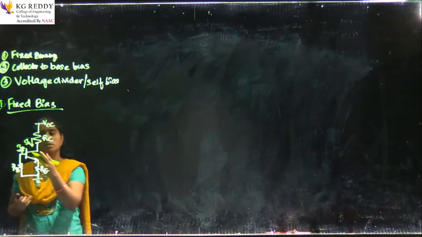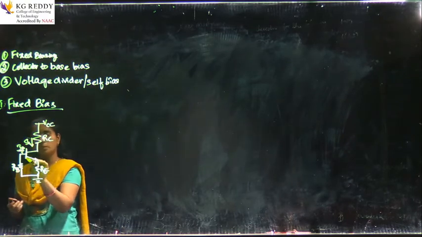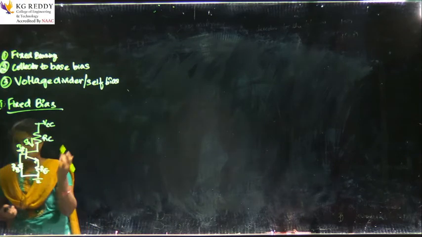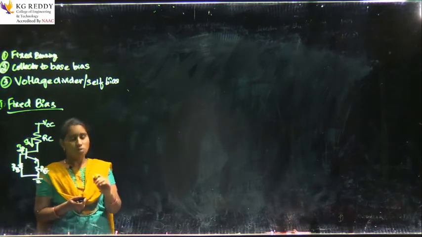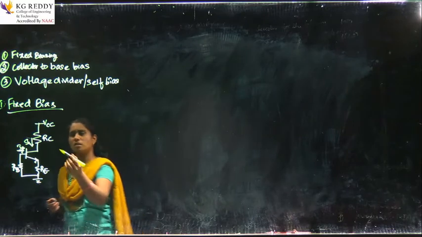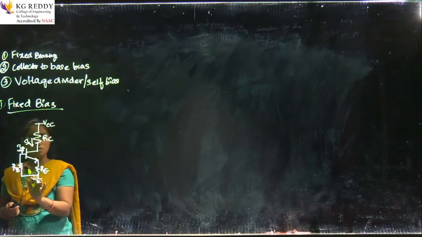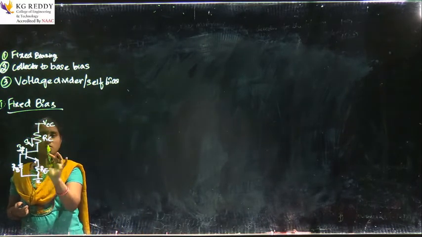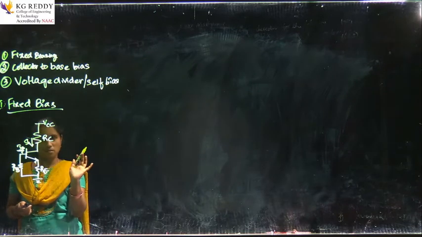If you use a PNP transistor, the arrow will be lying over this one and the current directions would simply be changed. So the fixed biasing method uses only one base resistor, one load resistor and one emitter resistor.